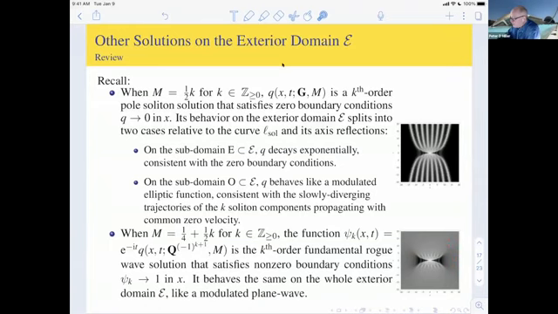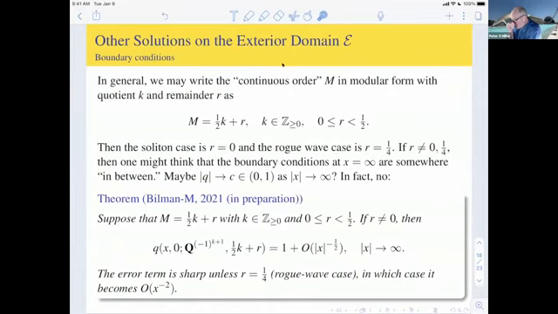Okay. So what about the other solutions? I'd like to talk about those in a few minutes here. In general, we can write this continuous order m in a kind of modular form. We take a quotient k by half an integer and then have a remainder r. So m is a half k plus r. Okay, k is the quotient, r is the remainder, and it's between 0 and a half. So the soliton case is r equals 0. The rogue wave case is r equals a quarter.